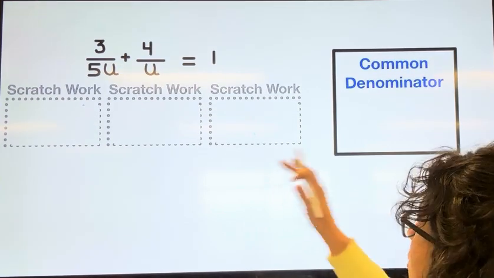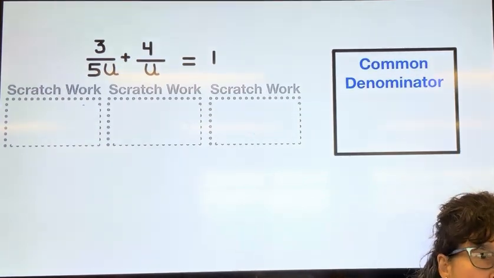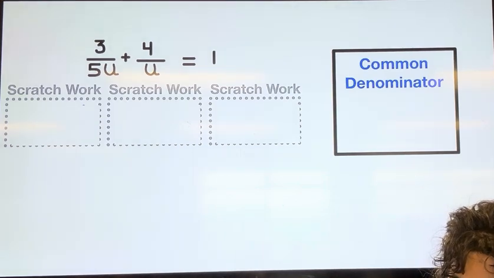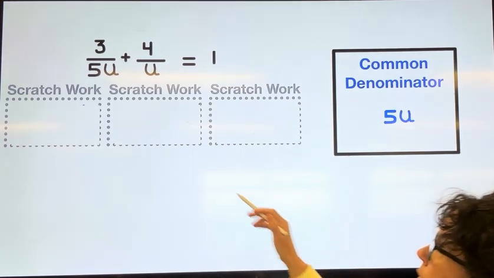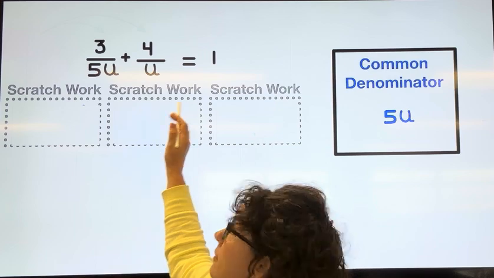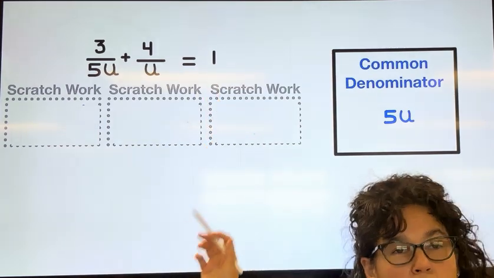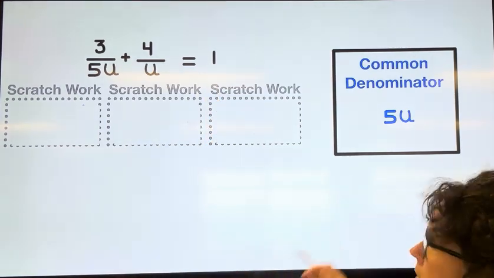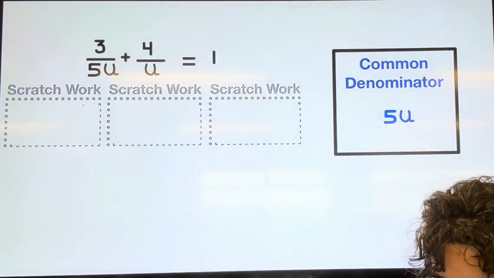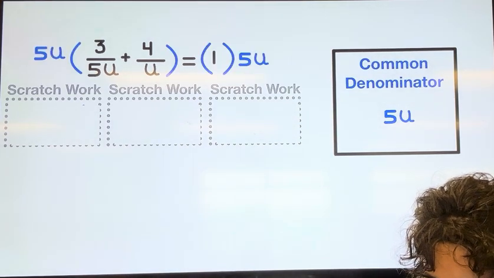Okay, let's do just one more. Looking at these denominators 5u and u, the common denominator there is 5u. This one needs a 5, and then that denominator would be over 1, so 5u. So let's multiply both sides by 5u.